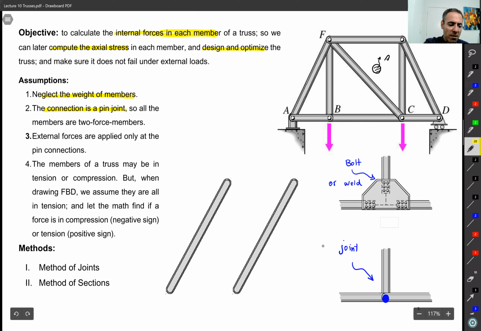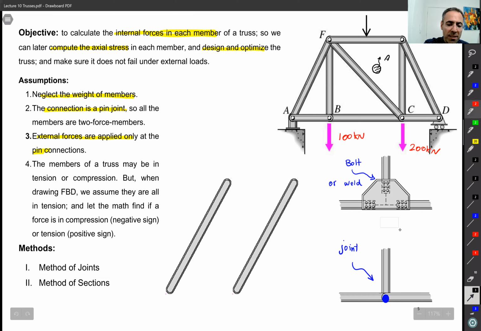So the third assumption is the forces that we apply, the external forces, only apply at the joints. So like the one that I'm showing here, maybe this force is 100 kilonewton, this force is 200 kilonewton. You're not going to have a truss where somebody applies a load here.